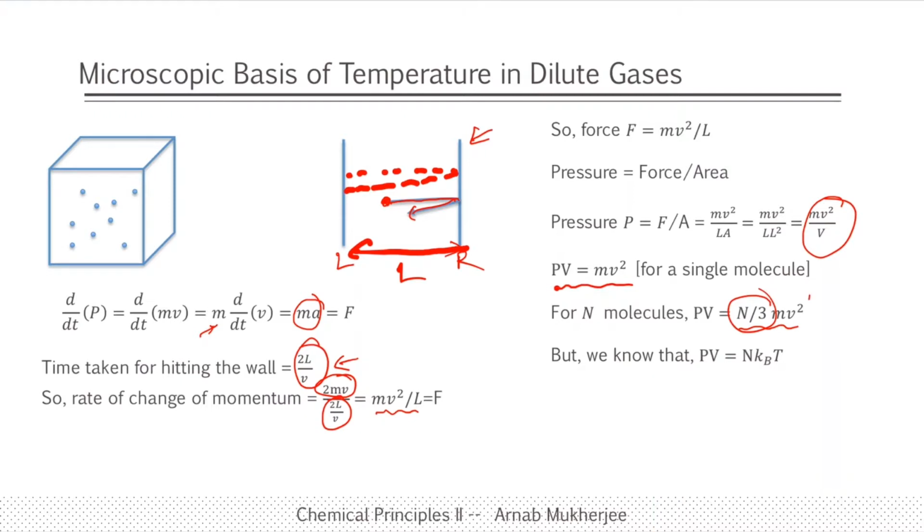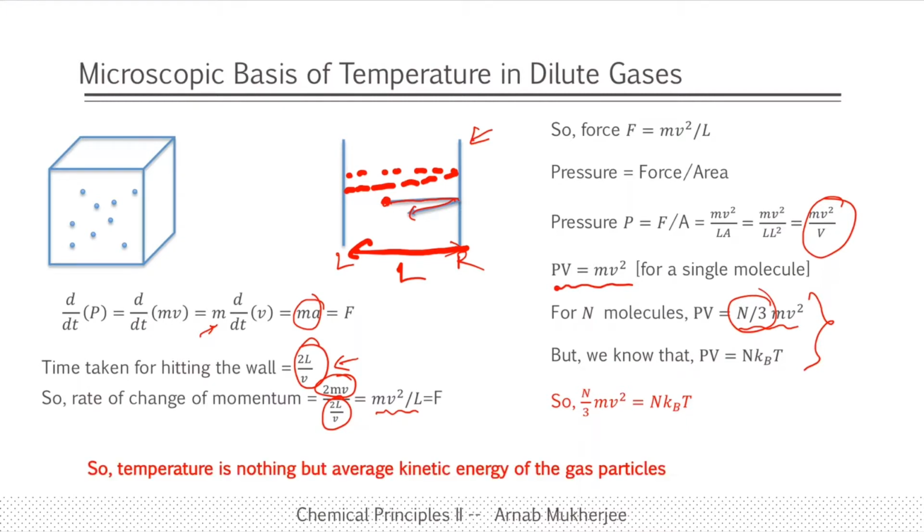So, therefore, equating these two equations, we are going to get n by 3 mv square equal to n kBT, which means now if I cancel our n, 1 by 3 mv square equal to kBT. So, therefore, temperature is nothing but average kinetic energy of the molecule. So, here 1 by 3 m v square equal to k b T. So, therefore, half m v square is equal to 3 by 2 k b T.